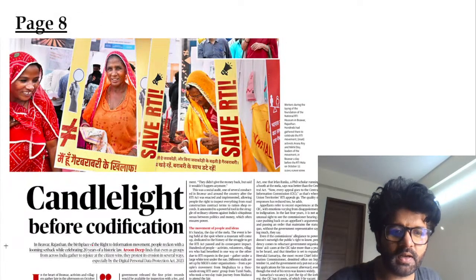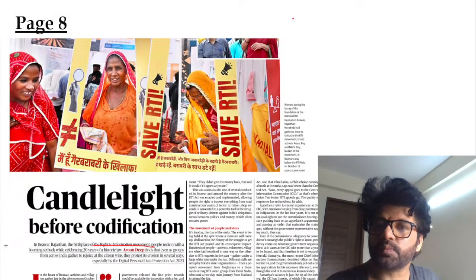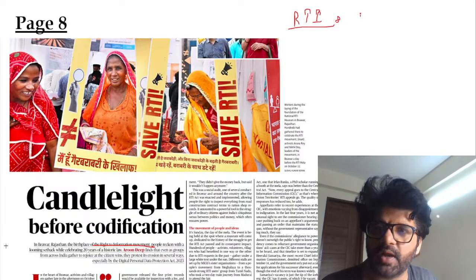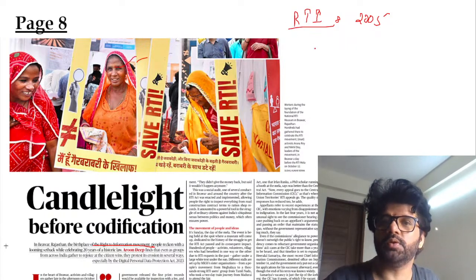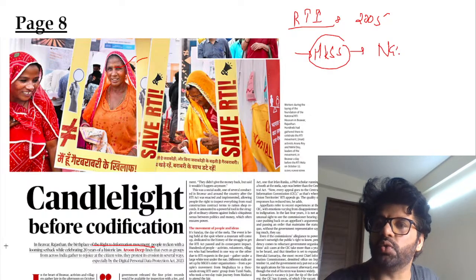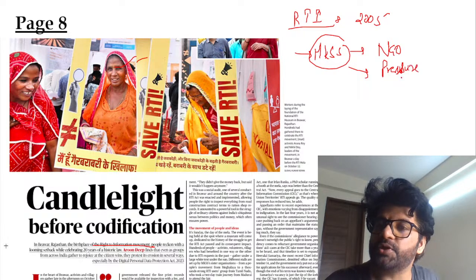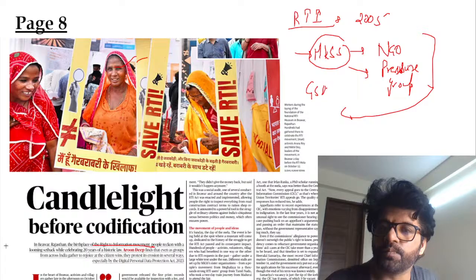Page number 8, candlelight before codification. This RTI thing, which the current government has totally diluted, the Right to Information Act, passed in 2005, was brought by these people, MKSS, Mazdoor Kisan Shakti Sangathan, a type of NGO. You can also call it a type of pressure group. All these words, NGO, pressure group, are explicitly mentioned in your GS Mains Paper 2.